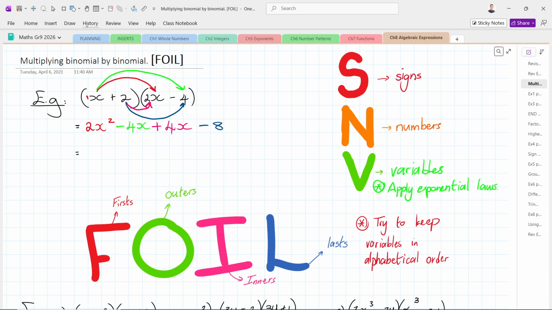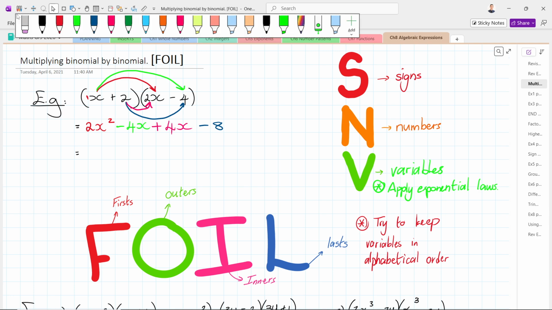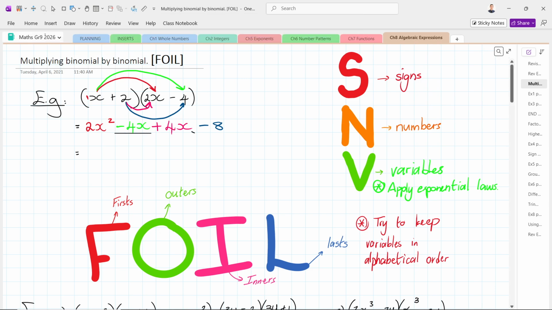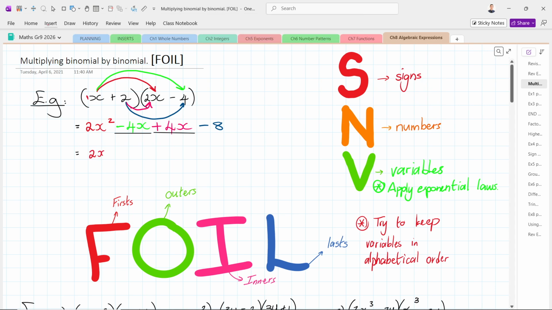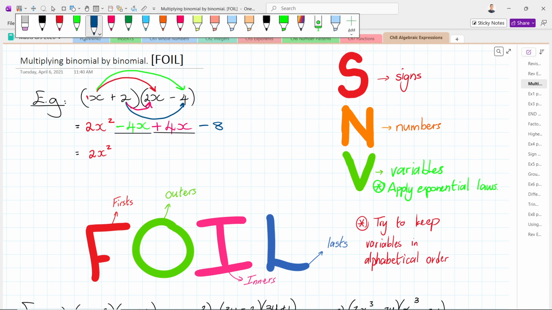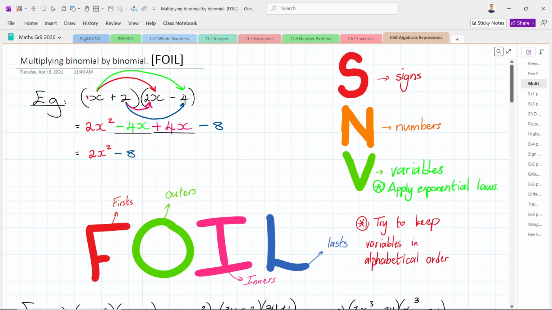Okay, a lot of you would stop here, but they are like terms. There's an x squared, but there's just an x, and there's just an x. So those would be like terms. I'm going to underline them. These are like terms. Again, reminding you, signs go with the terms. So the x squared is going to stay. Minus 4x plus 4x cancels out. Goes to 0x, which becomes, well, 0. So then it's just a minus 8 that still stays behind.